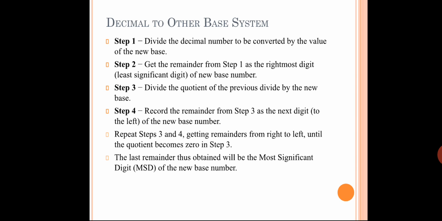Then repeat step 3 and step 4, getting remainders from right to left until the quotient becomes 0 in step 3. Sometimes the quotient may become 0 or maybe 1, depending on the number and the number system you are going to follow. The last remainder thus obtained will be the most significant digit, or MSD, of the new base number. So these are the steps, and you don't need to worry much about them. I put them up so that you can understand the steps. Otherwise we can directly start with the example itself.